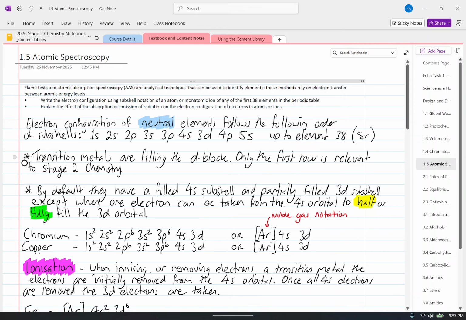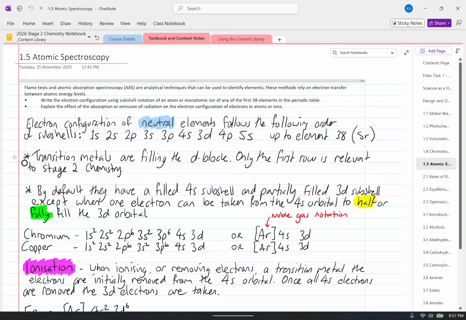Subtopic 1.5 is called atomic spectroscopy. So we're looking at the light and its interaction with atoms. Now, the first little bit here, it's talking about flame tests and atomic absorption spectroscopy are analytical techniques that can be used to identify elements, and these methods rely on electron transfer between atomic energy levels.